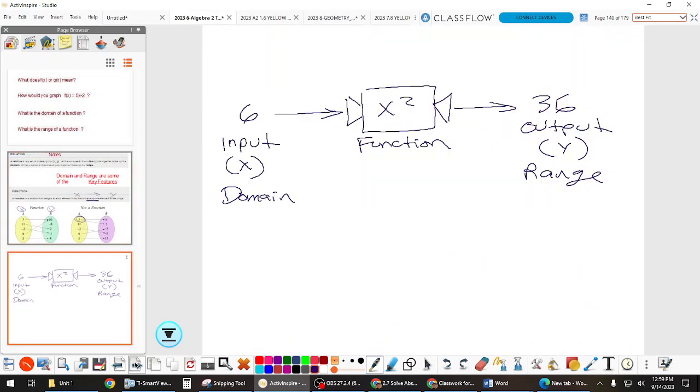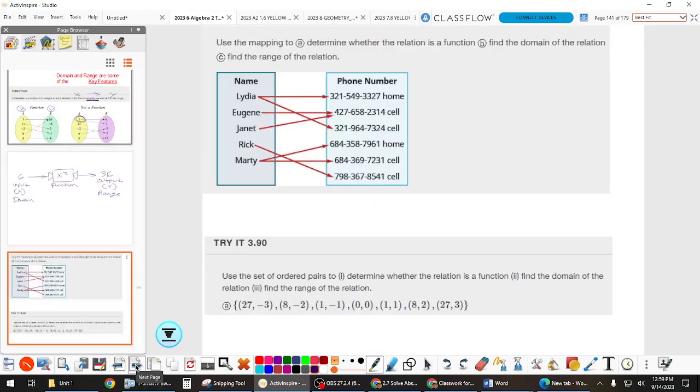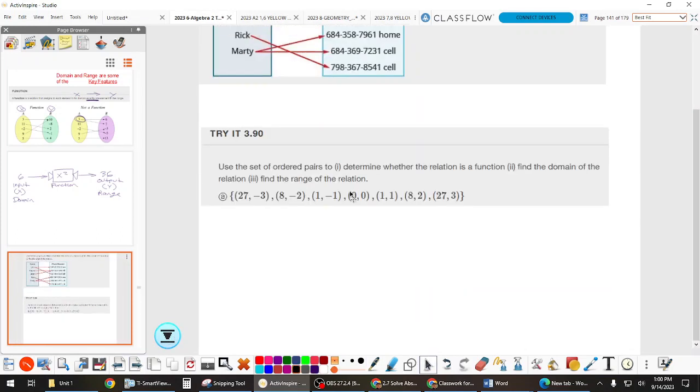Okay? Let's look at this slightly differently. Is this top one a function? No. For the same reason, right? Lydia has 2 phone numbers. Same with Marty. What would be our domain in this case? You don't have to say it all, but just describe it. What would be the domain? The names. And the range would be? The numbers. Good. All right.